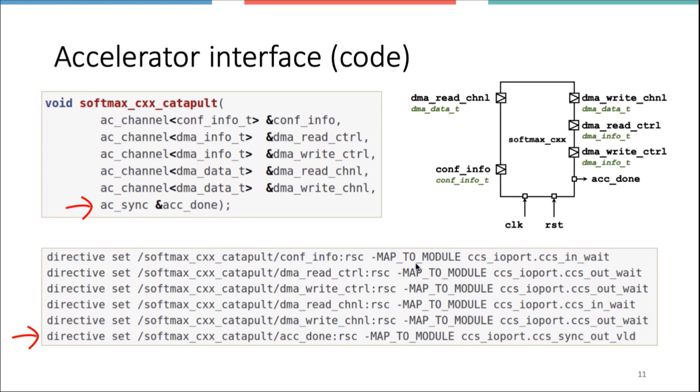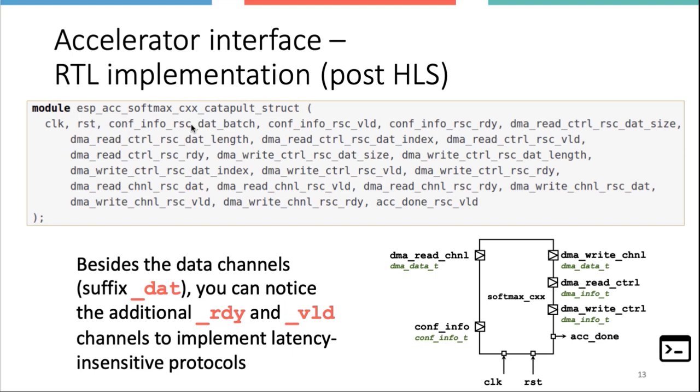After HLS, this is how the interface looks like in RTL Verilog. You can recognize most of the ports that we have previously defined in C++. Besides the data channels that come with the suffix underscore dat, you can notice the additional underscore ready and underscore valid channels that implement the latency insensitive protocols.